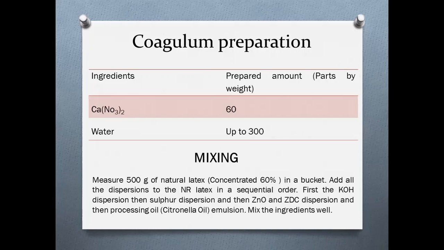So after mixing, this bucket is the compounded latex. You have compounded it with different ingredients. Now you have 2 different things. One is the compounded latex, the other one is the prepared coagulum.